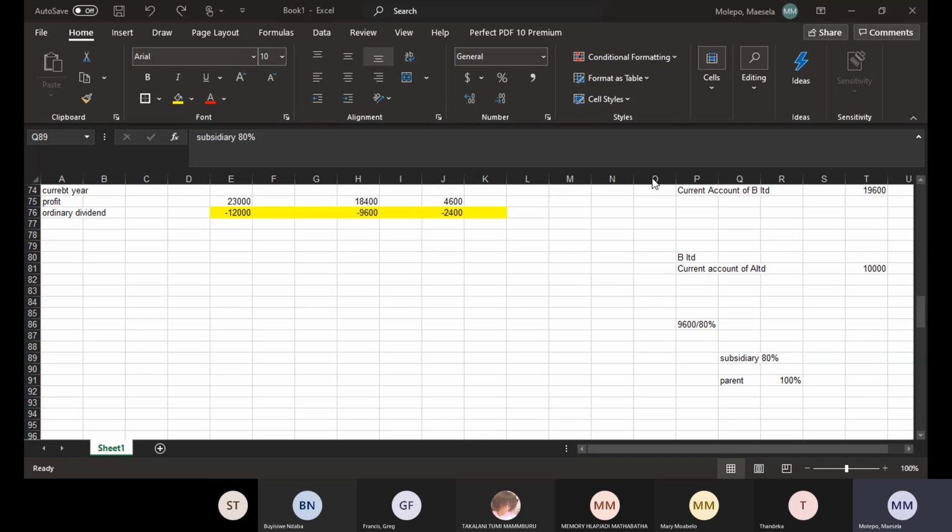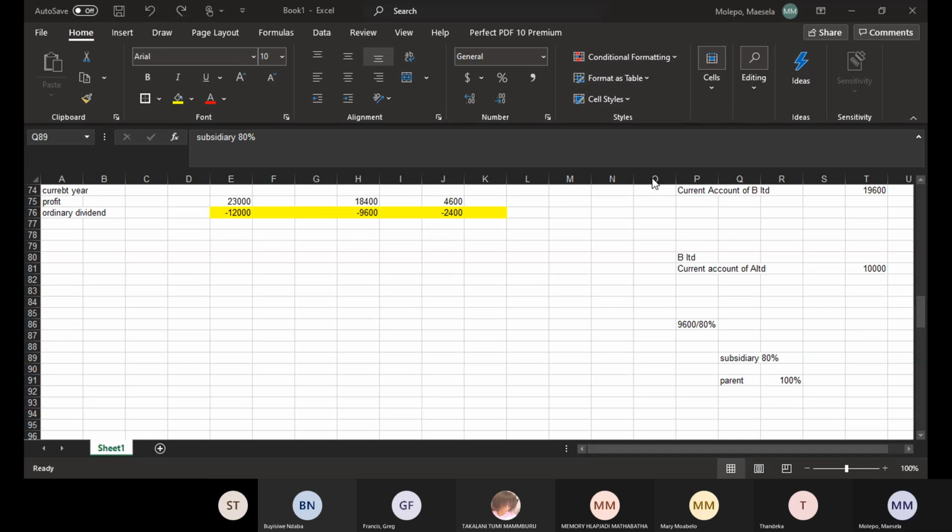If you check, mostly example 3 and example 4. Example 4, let's see, 9.6. Yes, example 3 and example 5. The only difference is on the consolidations, because example 4 took more of the pattern of example 3. So the difference is only on the pro forma journals.